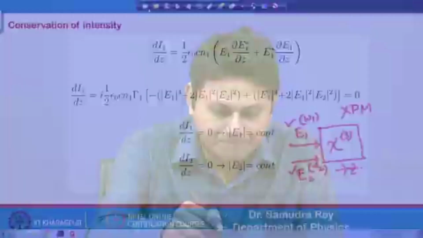The only thing that will change should be the phase, because we already have a coupled differential equation in hand. So, we are going to find how the phase will change. So, the first thing we find is that in cross phase modulation the amplitude is not changing, or in other words the energy remains conserved. Not only that, the individual energy of each wave is also conserved. Okay.